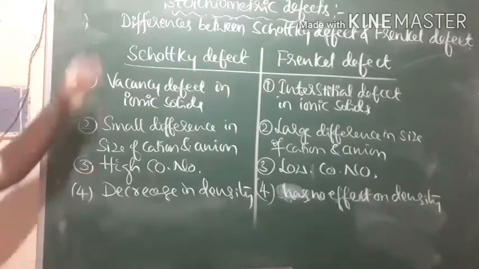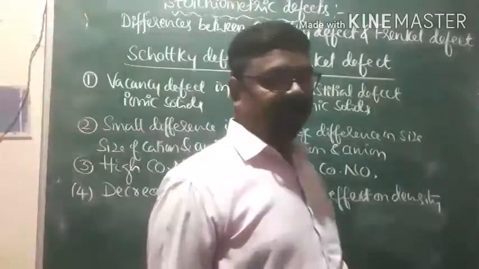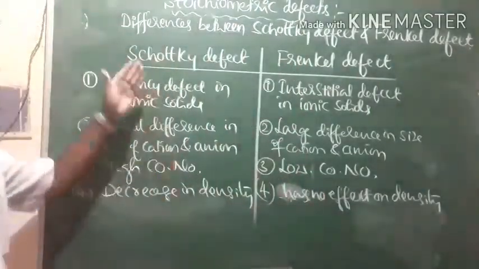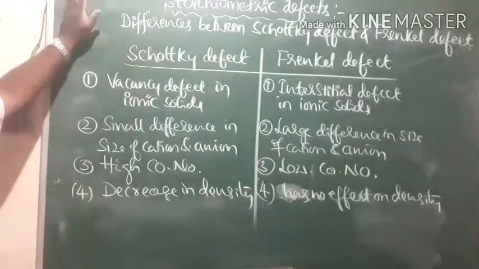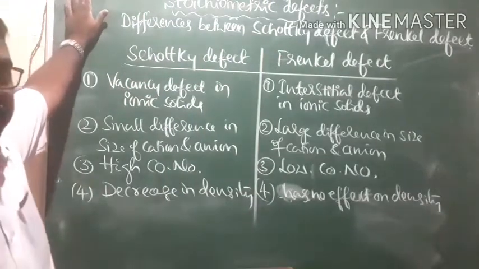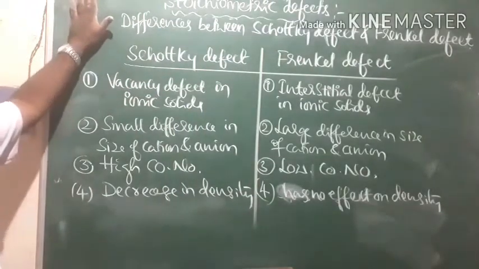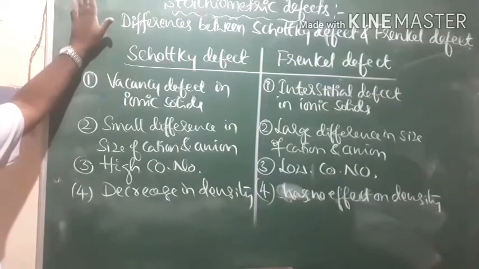And this is what we call differences between Schottky defect and Frenkel defect. So you just note it down, and this is enough as far as differences between Schottky defect and Frenkel defect are concerned for 2 marks. Is it not?